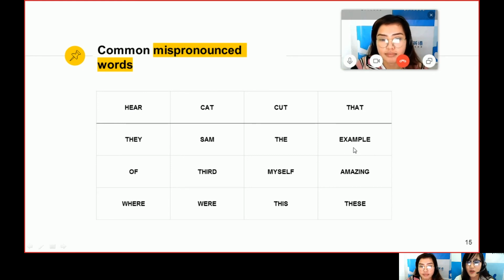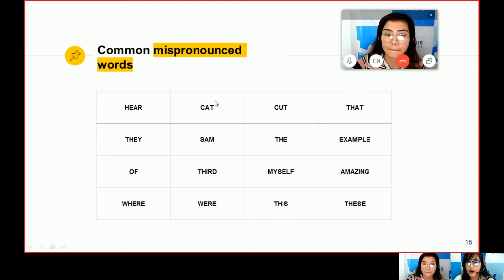Next is example. Here we highlight the Z sound: example. Next, of. Very good. Third. Myself. Amazing. Where. This, these. This one is were. Where, were. So these are the common mispronounced words.